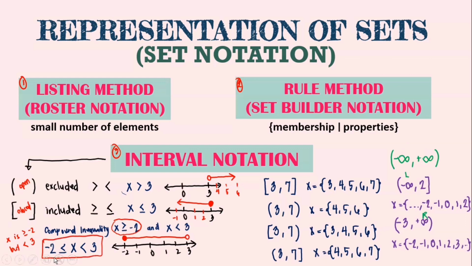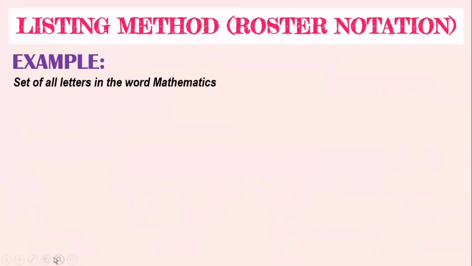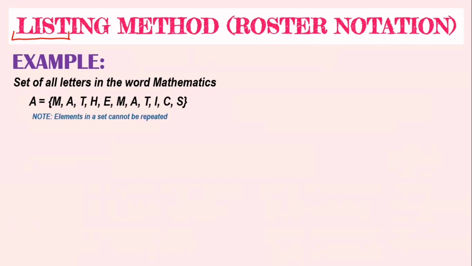Okay, so let's have our first method, which is the listing method. In the listing method, from the word itself, listing or list, we just list it. Or we call it roster notation. Okay. So it says, set of all letters in the word mathematics. So we just list the letters from the word mathematics. And take note that in sets, our elements cannot be repeated. So, no repetition. M, A, and T were repeated, so we will no longer write them. Therefore, our set of letters will be M, A, T, H, E, I, C, S. Okay, so that is our set of all letters in the word mathematics.